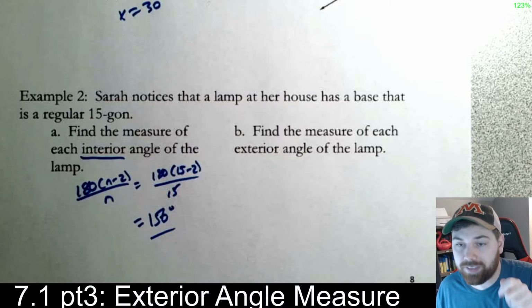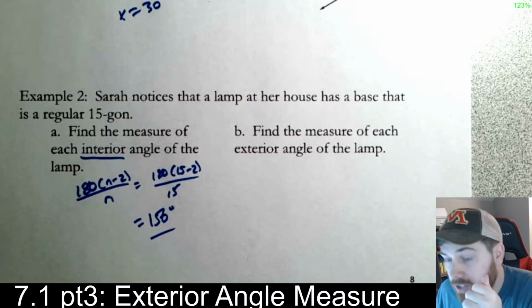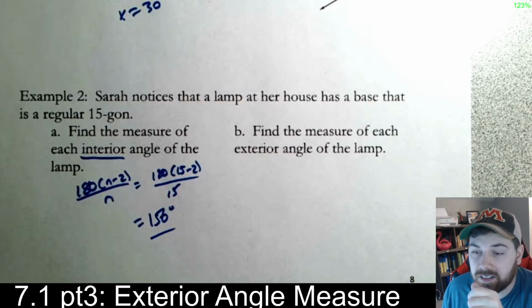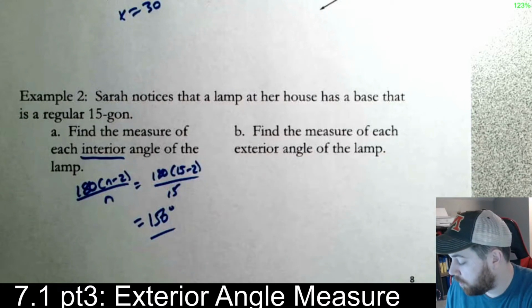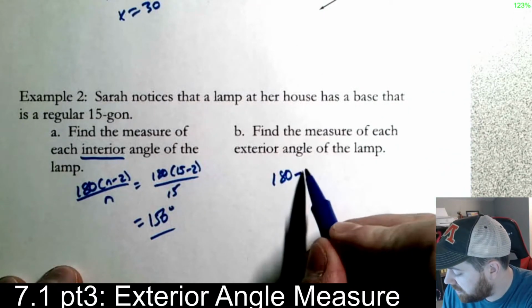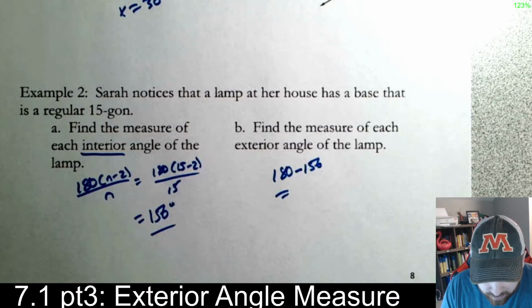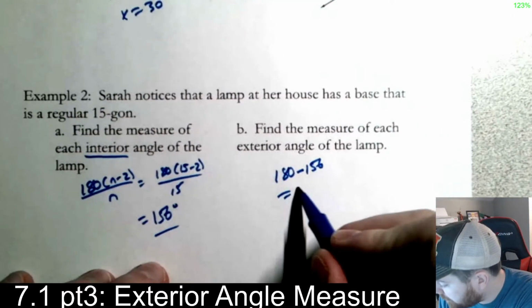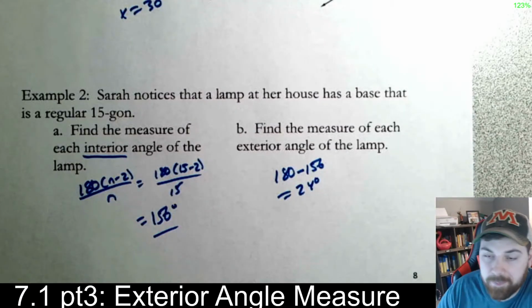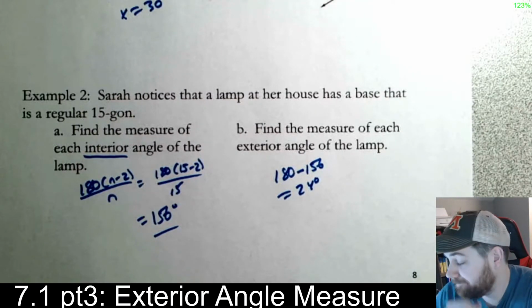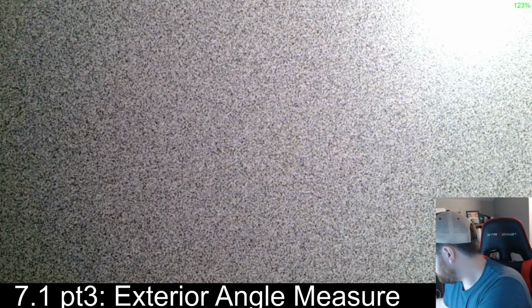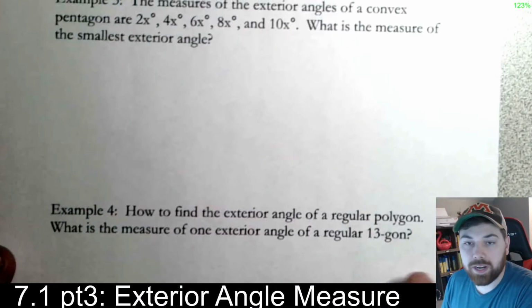Now we want to find the measure of each exterior angle. We talked about this from the chart, but the interior and exterior angle are always going to be linear pairs. So all we have to do is 180 minus 156, which is what? 24. Okay? And that's the answer. Nothing to it. Alright, 2 more examples, and then we finally finish 7.1 after 3 days.